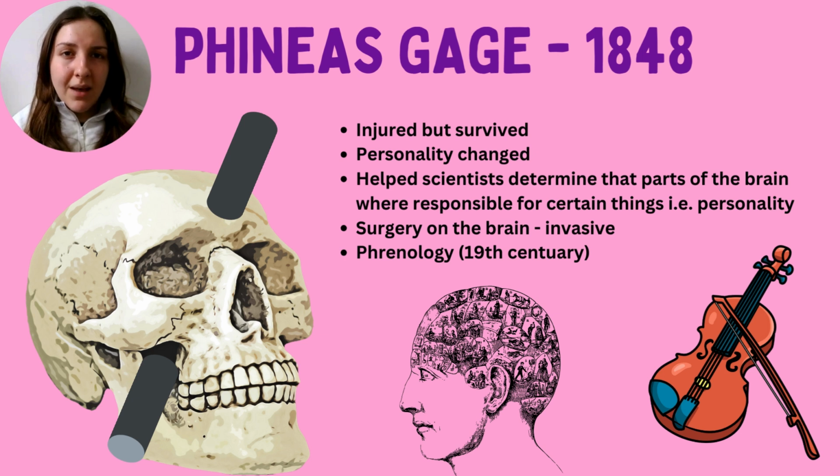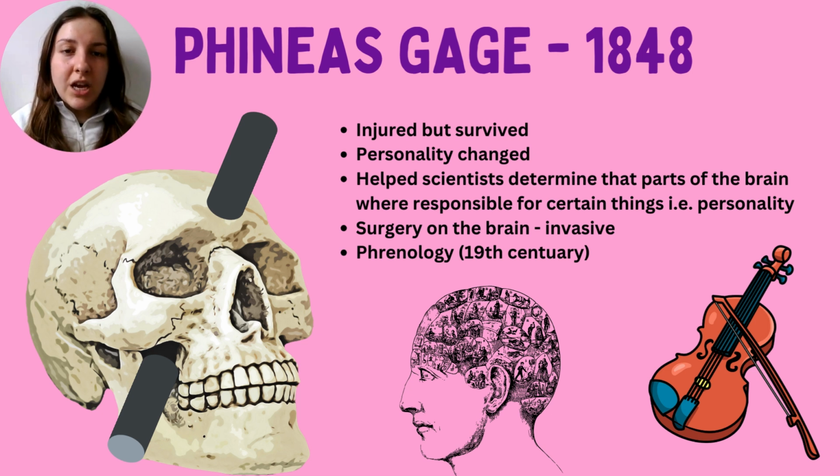A really key example they want you to know at GCSE is someone called Phineas Gage, who essentially had an accident in 1848, but he survived. He was actually working on a railway track, and a solid metal pipe went through his skull, and he luckily survived. But they noticed that after the surgery, after being in hospital, he changed slightly.